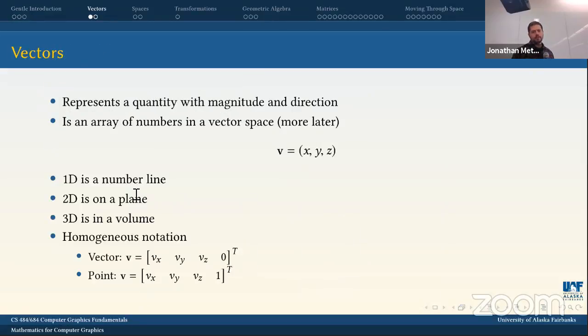Okay, so let's continue talking about vectors. A vector represents a quantity with both magnitude and direction. So a vector has a length associated with it. It also has a direction associated with it. We could consider it an array of numbers in a vector space. We'll talk about vector space in just a little bit. And we might just say it's a collection of points, say x, y, z. If it was a one-dimensional vector, it would more or less tell you where you are on the number line. Are you pointing to minus infinity, or to positive infinity? And then the magnitude would just be how far along the number line you are.